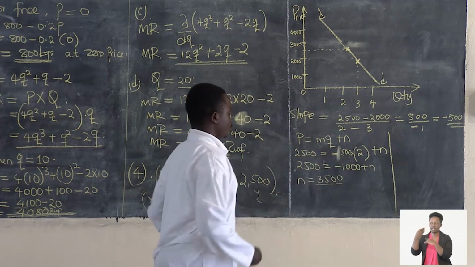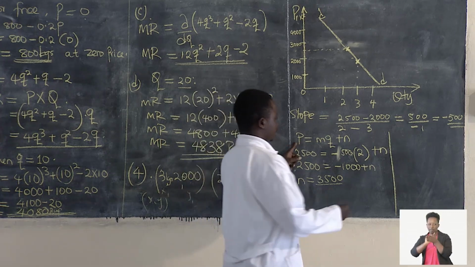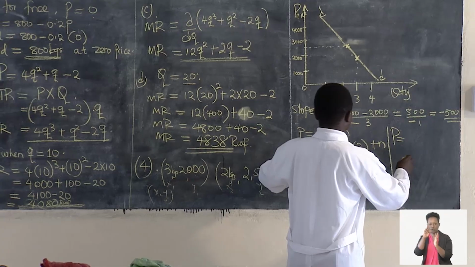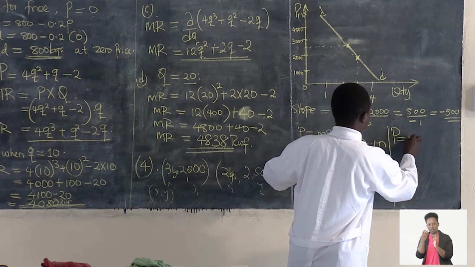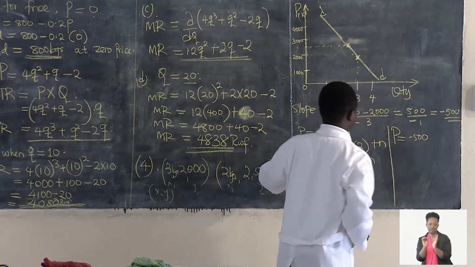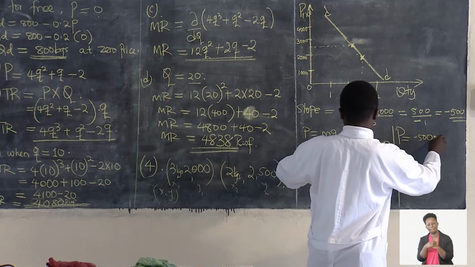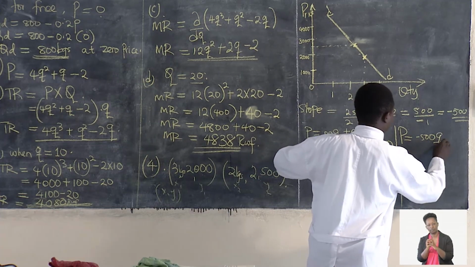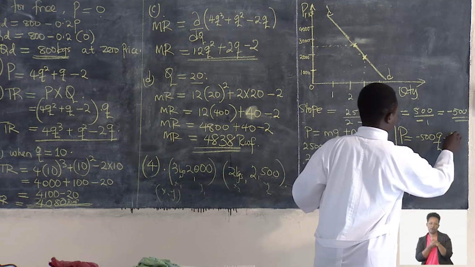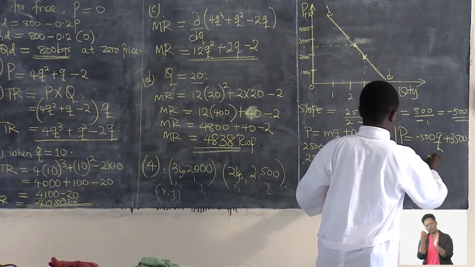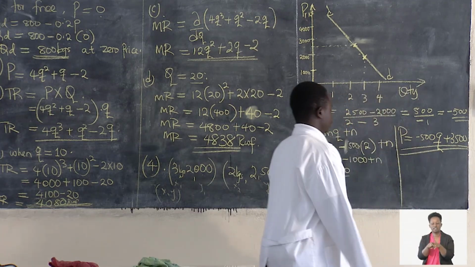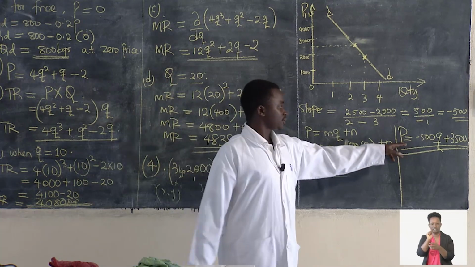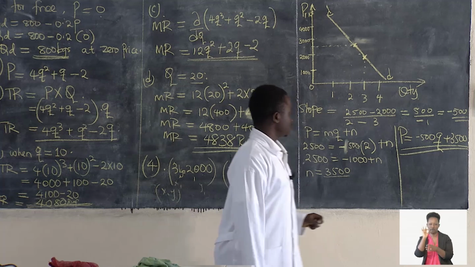Then from there, you can substitute back in our general equation, whereby price is equal to gradient, which is already negative 500, times Q, plus our constant, which is 3,500. So this is our linear equation relating the price of the commodity and its quantity demanded.